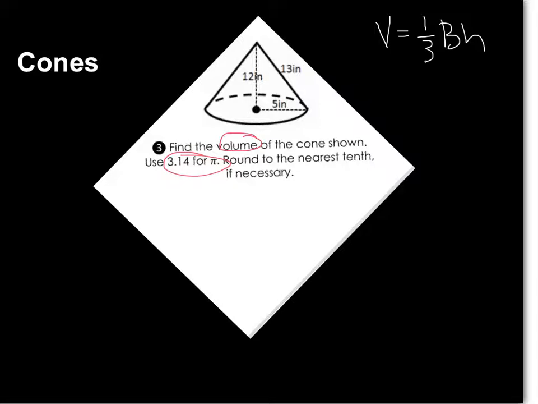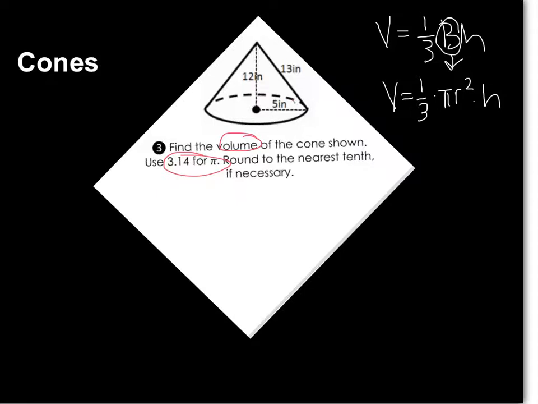Now, the area of the base, just like in a cylinder, is a circle, so we're going to have 1/3 times pi radius squared times our height. Now, area of the base is a circle, so we replace the big B with pi r squared. That's our formula for area of a circle. It tells us to use 3.14 for pi.